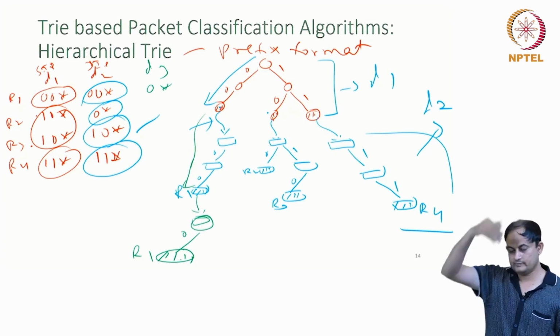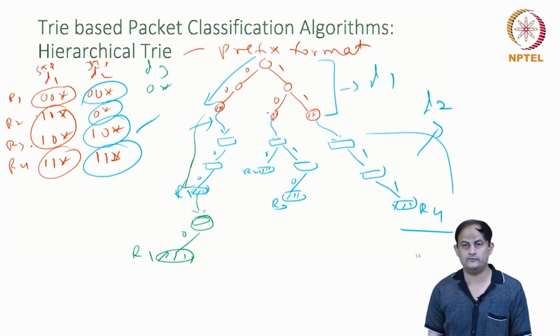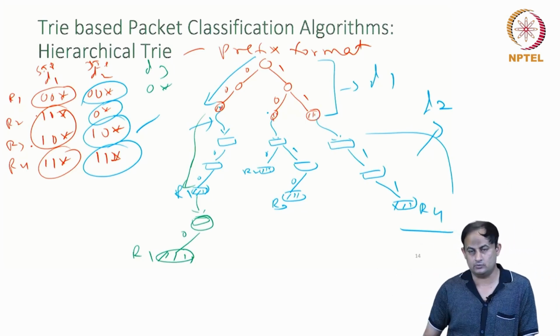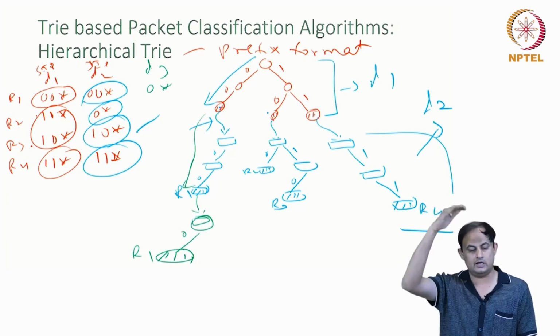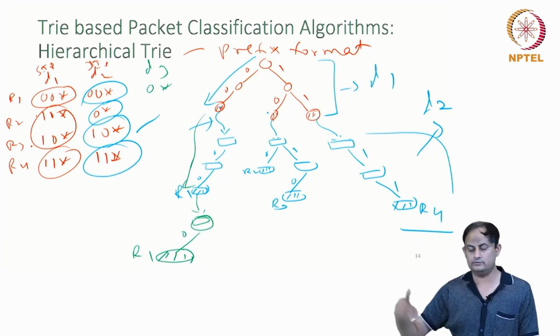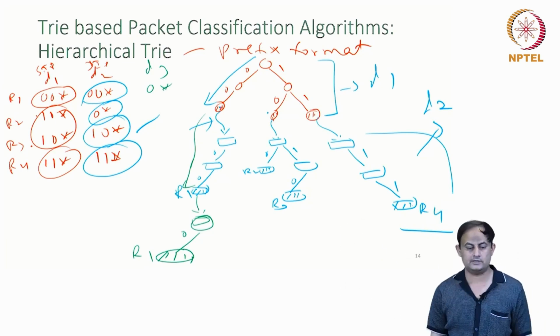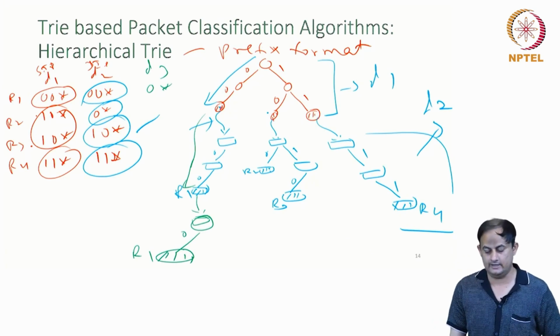So like this, for any number of fields that you have inside your rules, you build that many levels. That is the hierarchy in order, first from R1 to D1 to D2 to D3. That's how I keep on proceeding. So this kind of structure is called a hierarchical trie.